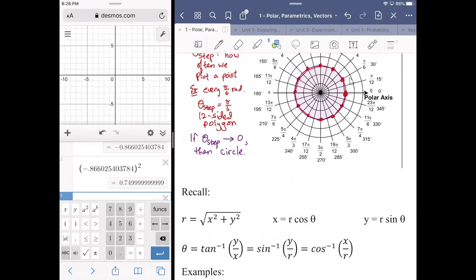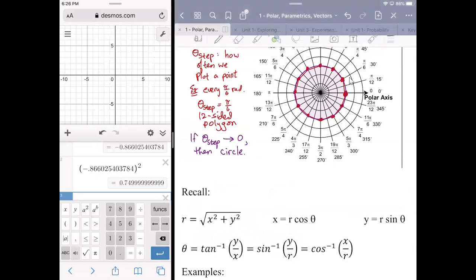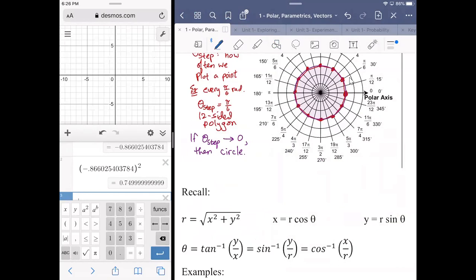All right, so if I were to make my theta step pi over 2, I'll do that in a different color. I'll actually plot that also because it's kind of fun. Let's do it in blue. So if theta step equals pi over 2, I'd be looking at a point at 0, a point at pi over 2, a point at pi, and a point at 3 pi over 2.